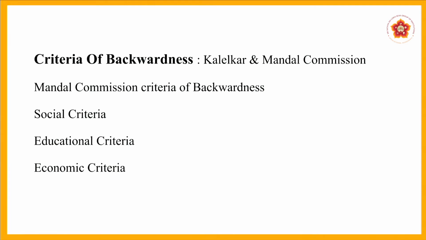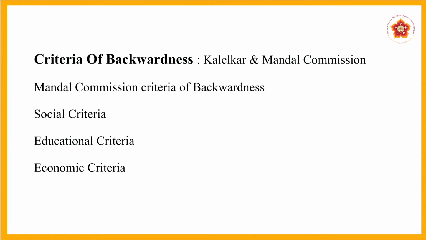For the Kalelkar committee, you can get into the detail that they proposed certain numbers of backward classes and proposed some kind of reservation, around 68% of reservation, which was dismissed by the government at that time. Then came the Mandal commission, another commission set up by the government. What was the Mandal commission's criteria of backwardness? Again we can group them into 3: social criteria, educational criteria and economic criteria.